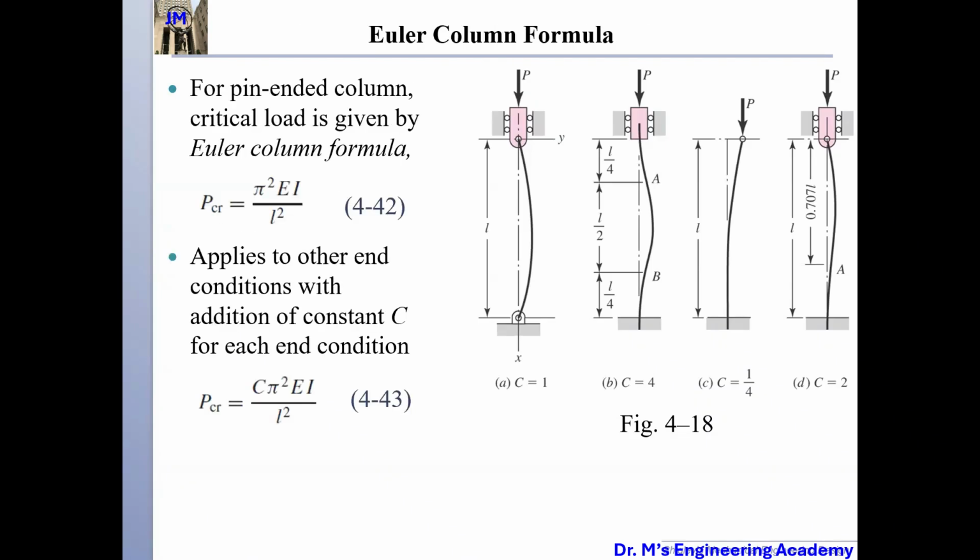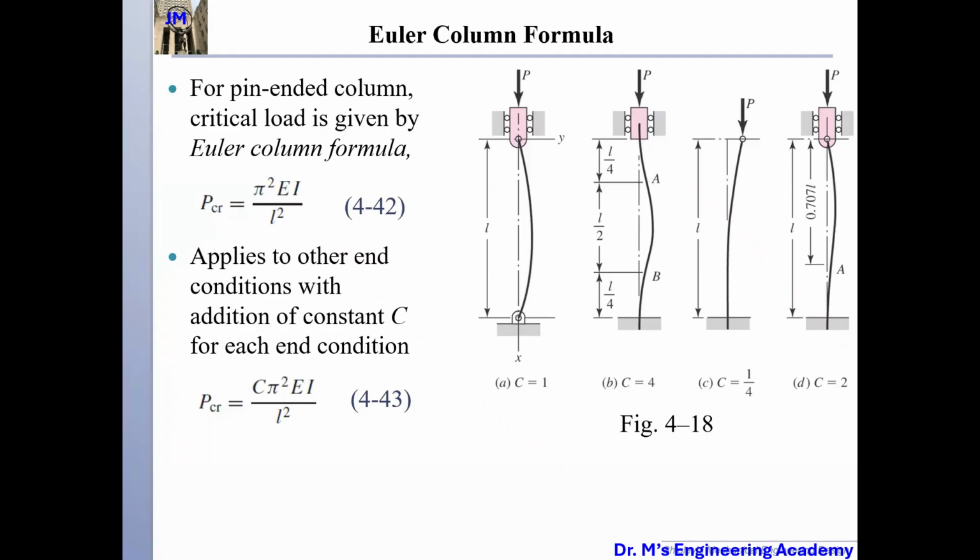What's the C? C is a value, okay? For a pin-ended column, first one, the critical load is given by the Euler column formula. So P_cr equals pi squared EI over L squared. L is the total length. I'm talking about buckling. This being critical does not mean that the material yields. I'm talking about buckling. As long as the structure buckles, I think it fails. Buckling is horrible in reality, in industry.